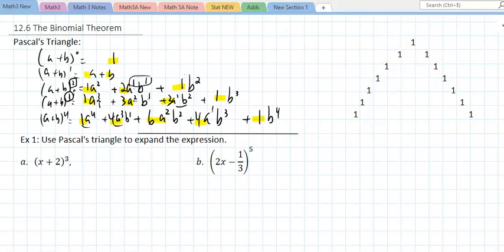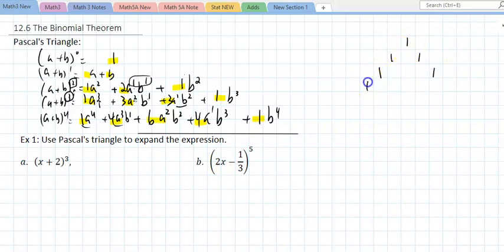Not a problem. So if I add those, that's a 2. Add those, that's a 2. Add those, that's a 3. Add those, that's a 3. If you add those, 4, 6, 4. I'll tell you what, I'm not liking that at all. Let me start fresh. So, 1, 1, 1.